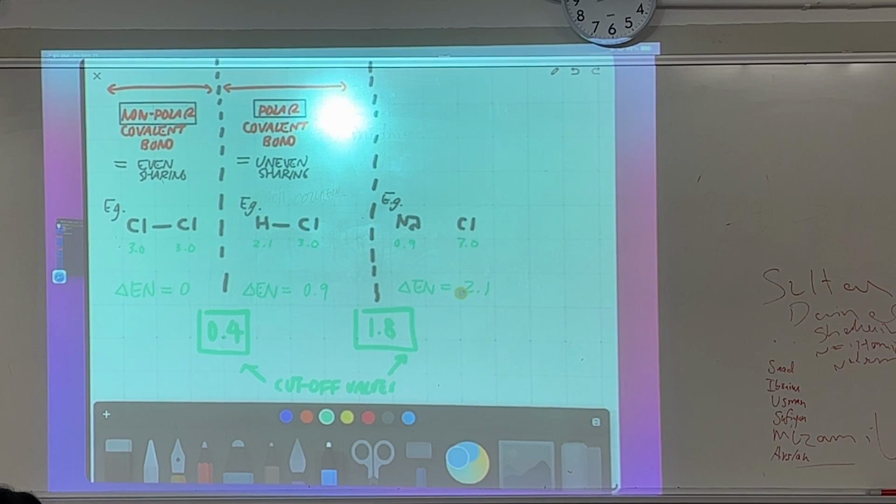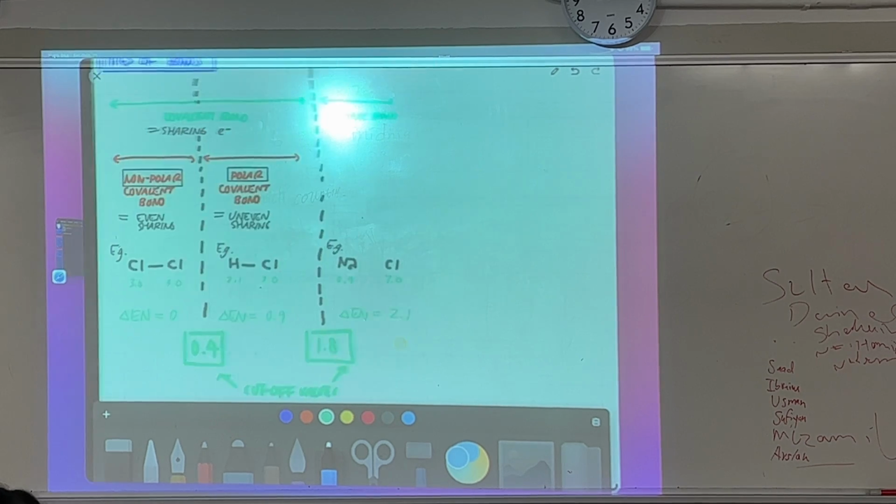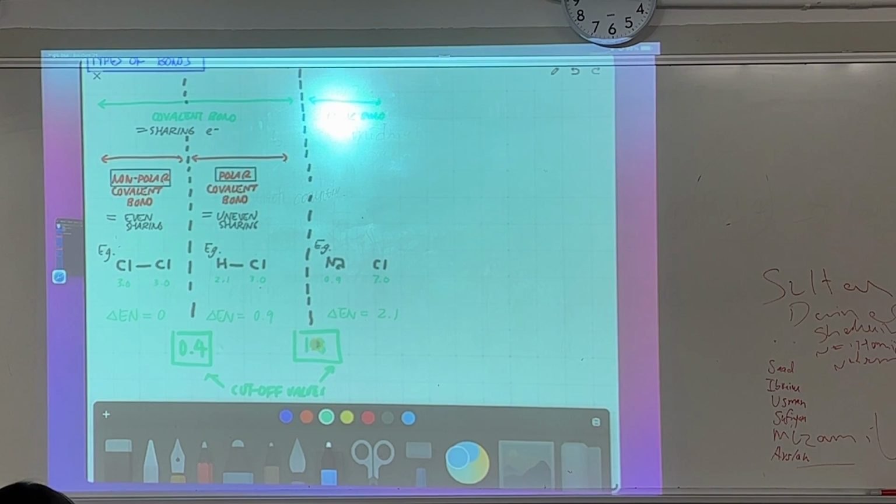So you see 2.1 is above 1.8, so that means it is an ionic bond. Anything with delta En greater than 1.8 is ionic. Less than 1.8 is covalent. But once you have a covalent bond, in order to tell whether it's polar or non-polar, you use another cutoff value, 0.4.